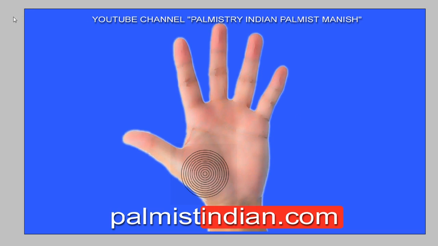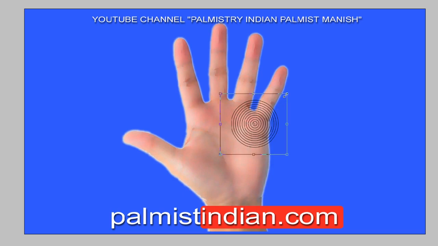If a person has got the mount of Mercury to be prominent, well padded, it would signify that the person has got very good technical skills, business skills, communication skills. The person has got very good memory. The person has got very good calculation. So all those areas become prominent. So the person is going to be known for all these particular areas in his life. So the area needs to be well padded.